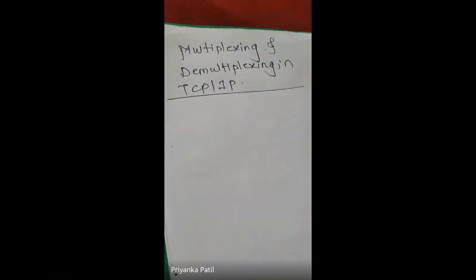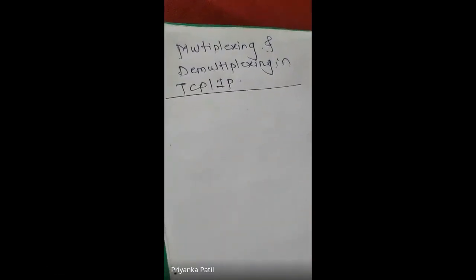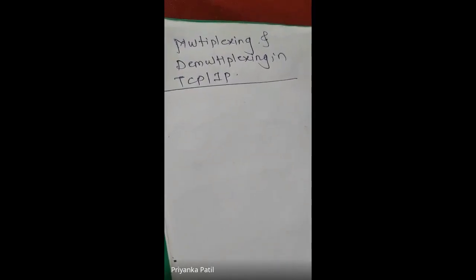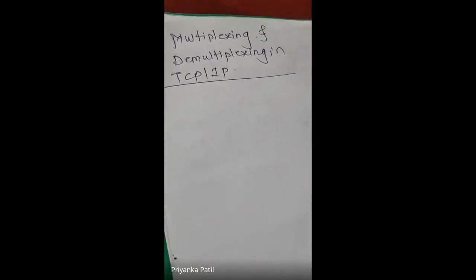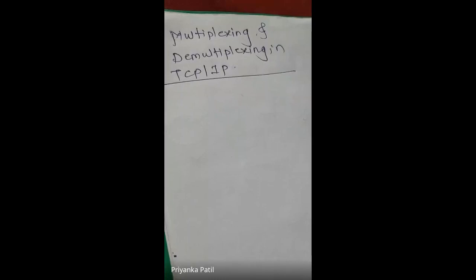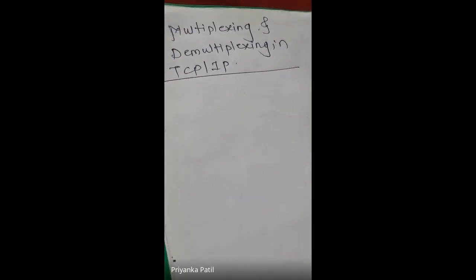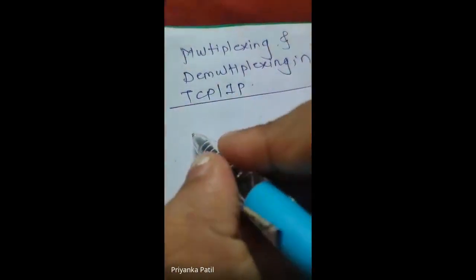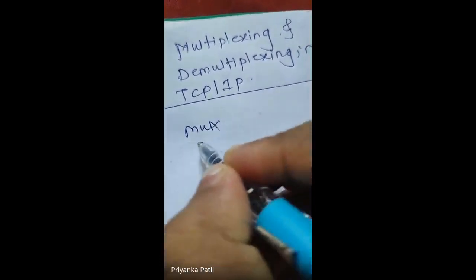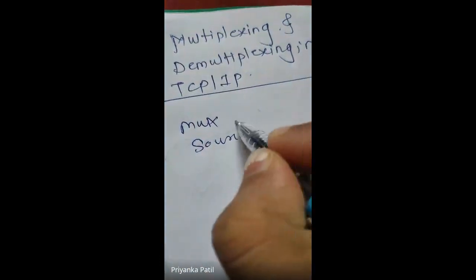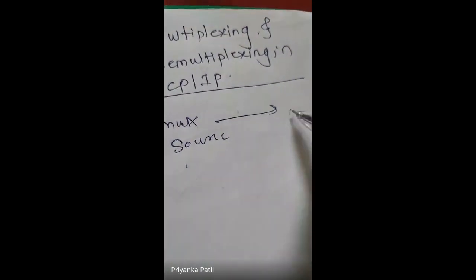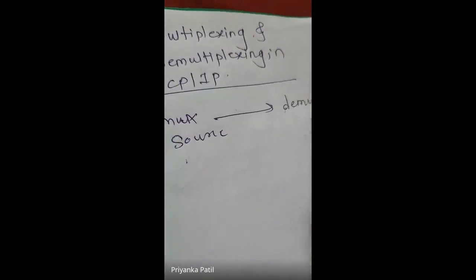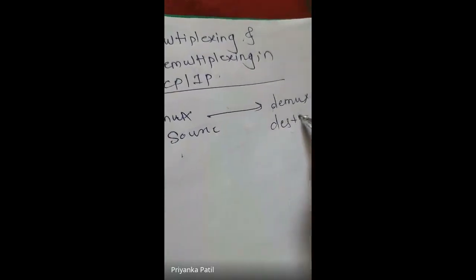Okay, the next topic is multiplexing and demultiplexing in TCP/IP. Basically, the TCP/IP protocol suite has different protocols being used at the same layer. Therefore, multiplexing is needed at the source and demultiplexing is needed at the destination side. Means the MUX is used at the source side: whenever we have to send data, we have to multiplex the content, and the demultiplexing is done at the destination side.